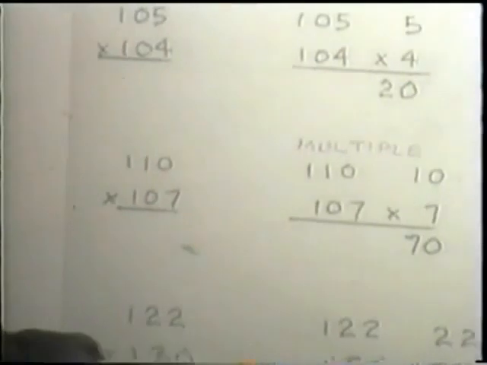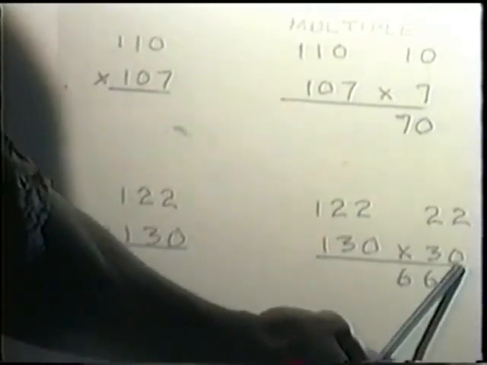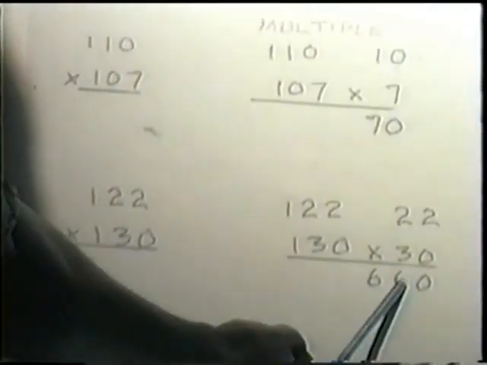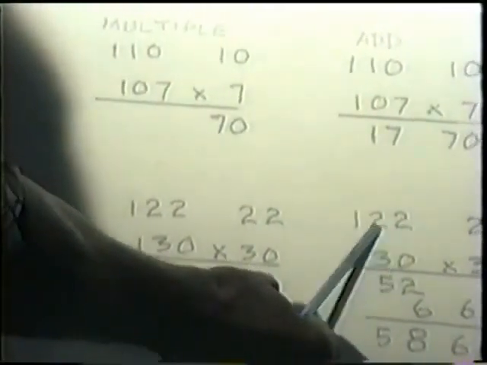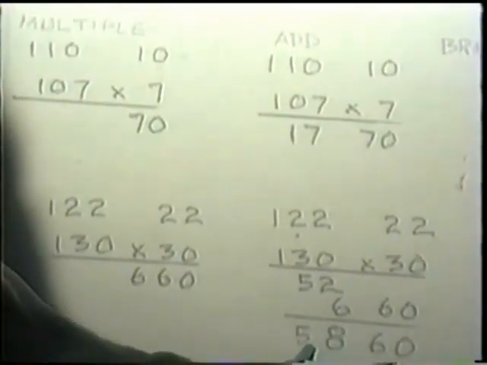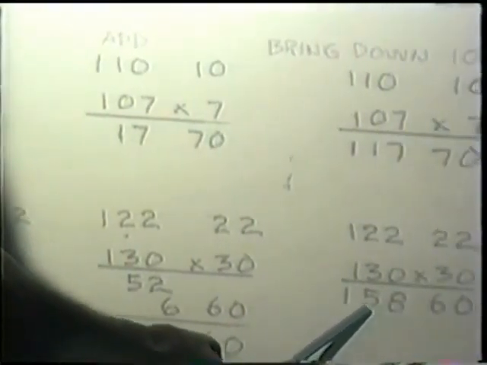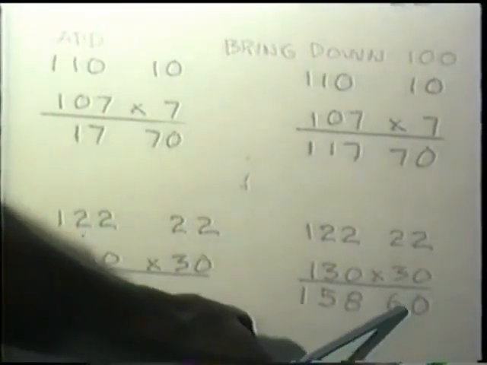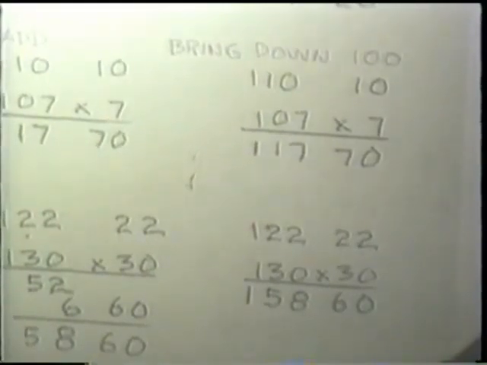Let's do 130 times 122. 30 and 22. Multiply 30 times 22 and we get 660. Then we add the 22 and 30 and get 52 and bring down the 660, which gives us 5,860. Then we bring down the 1, which gives us 158 and 60. So the answer is 15,860. That's complementary multiplication. Did both types for you before I give you some problems.